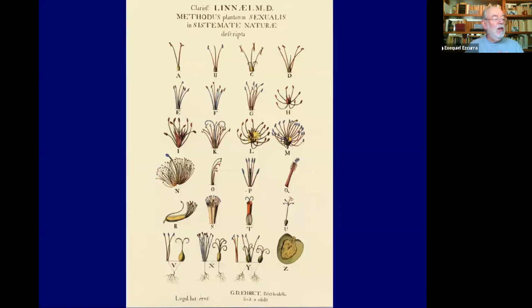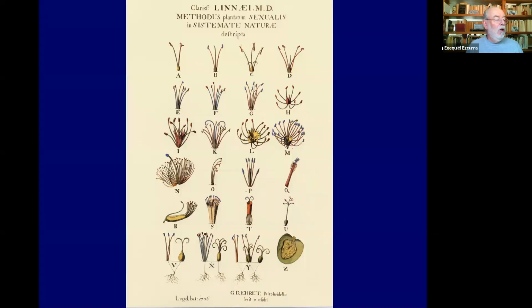So he realized that some characters, like the height of the plant, the size of the stem, or sometimes the shape of the leaves, change a lot between related plant families or between related plant groups. But he realized that there are other characters, especially the flower, the sexual parts of the plants, that are very invariable, he called them. They're very constant. They don't change from one plant to another.